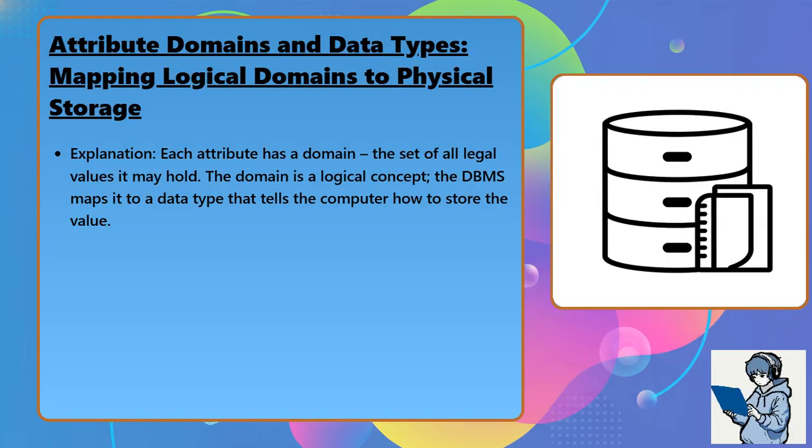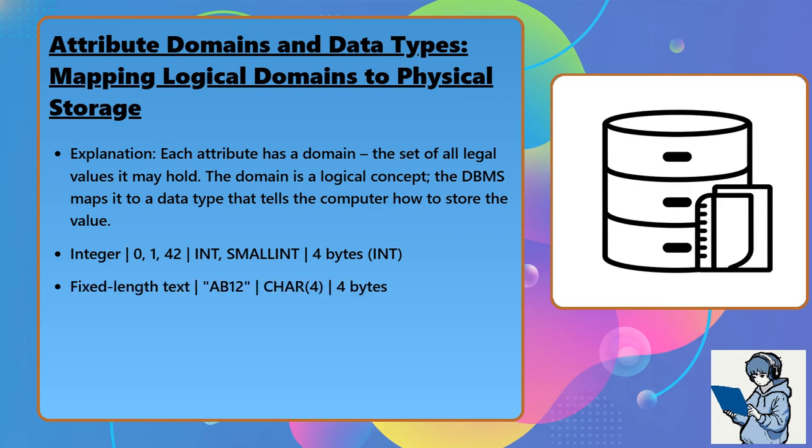Explanation: each attribute has a domain, the set of all legal values it may hold. The domain is a logical concept. The DBMS maps it to a data type that tells the computer how to store the value. Integer: example values 0, 1, 42; physical data types int and smallint; typical storage 4 bytes. Fixed length text: example value AB12; physical data type char(4); typical storage 4 bytes. Variable length text: example value Alice; physical data type varchar(50); typical storage 1 byte length plus characters.